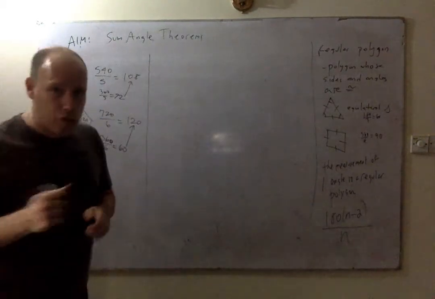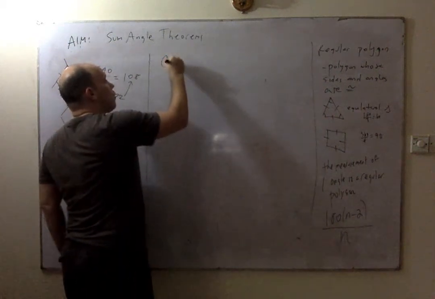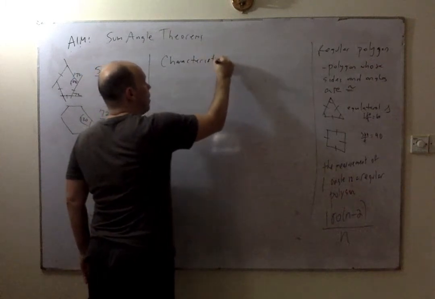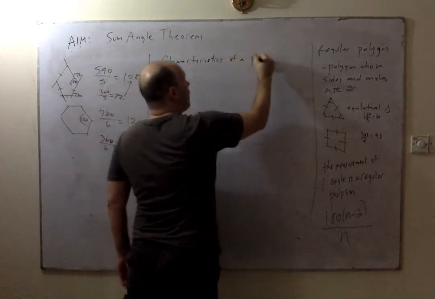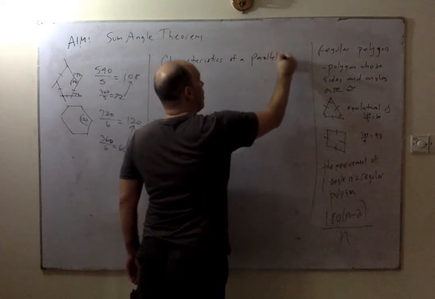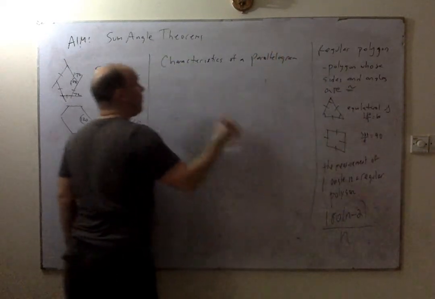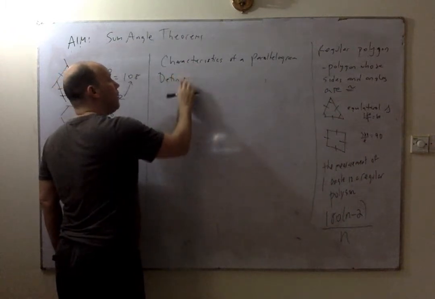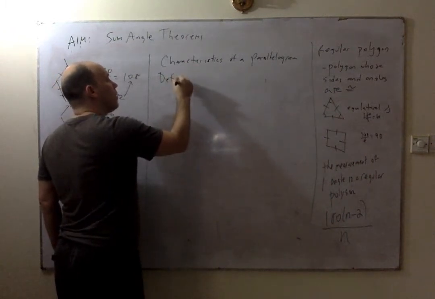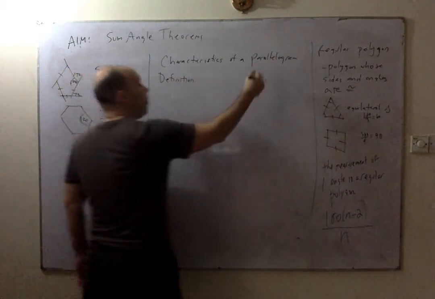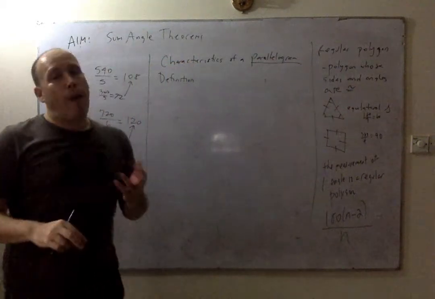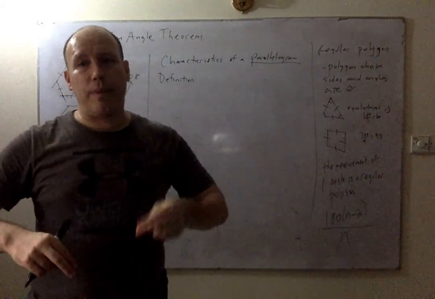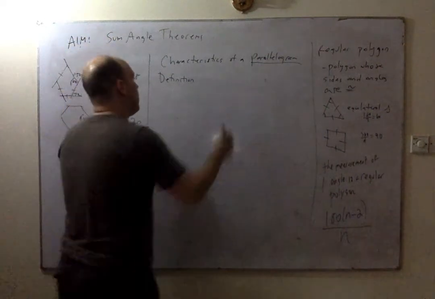The next unit talks about the characteristics of a parallelogram. And so, first of all, we want to define it. What's the definition of a parallelogram? A parallelogram is a quadrilateral with 2 pairs of opposite parallel sides.